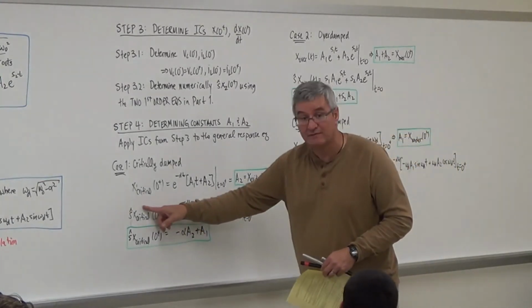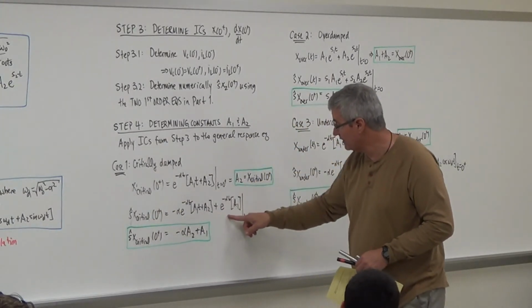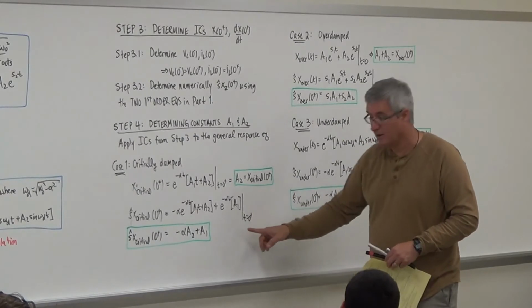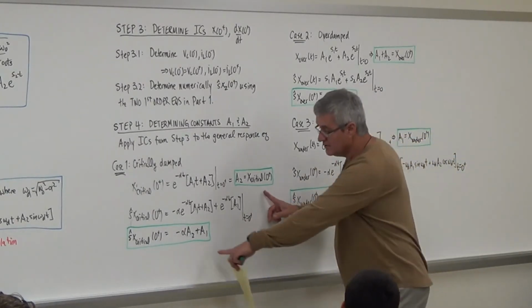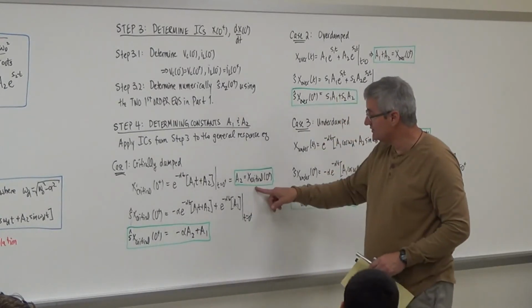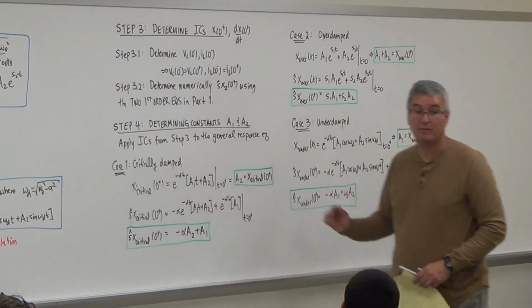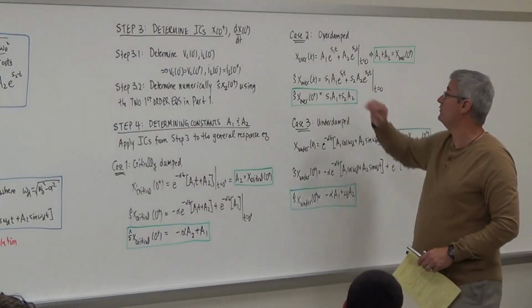Then I got to take the derivative of this term. Here I go. I take the derivative of this. Here's the derivative. And then I set t equal to 0, and I get that. So now, these are my two equations to solve A1 and A2. So if I know this guy, I know A2, I plug it into here, and then I can solve for A1.